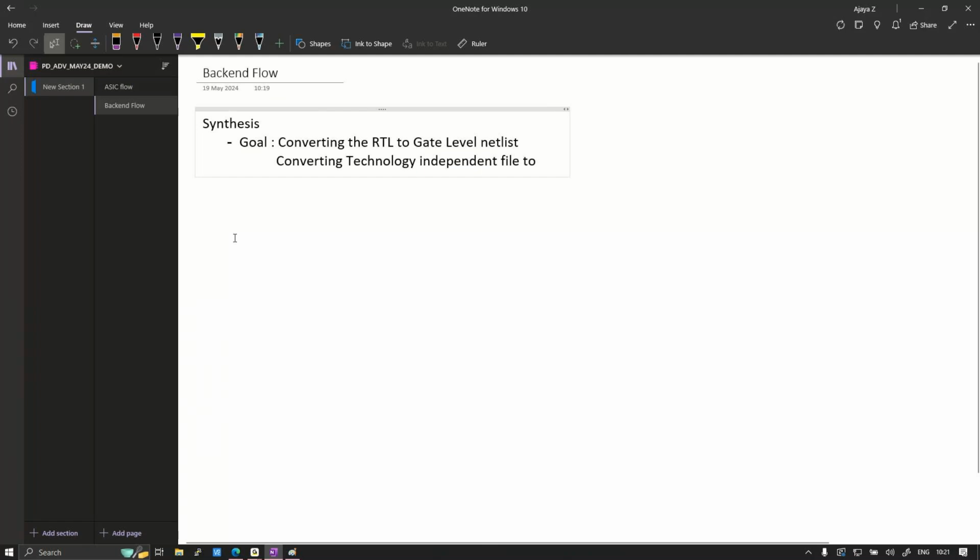Independent file to technology dependent file. When we work on some task, I think I'll forget my spellings also. Okay, so this will be our goal.